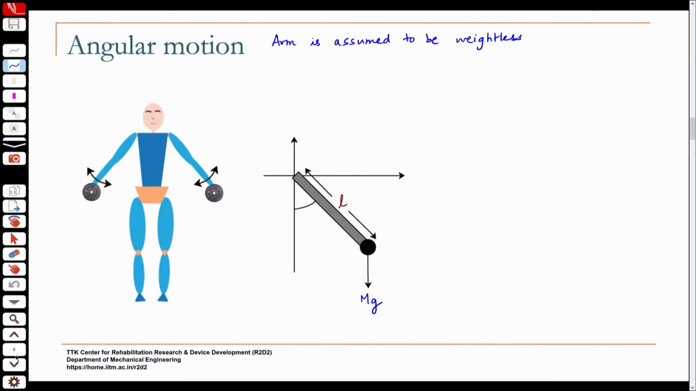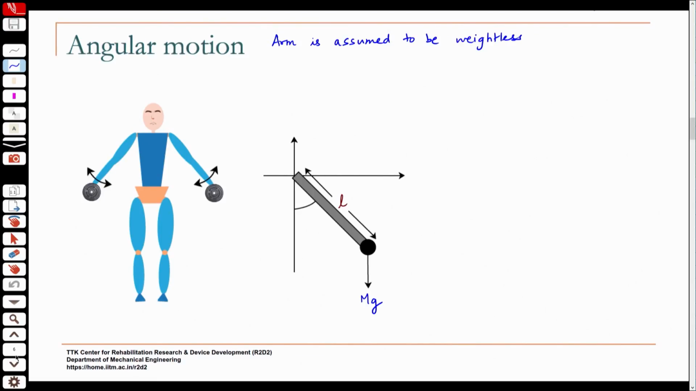Yesterday we looked at the angular momentum principle, and that combined with Newton's laws will give you the equations of motion for a rotating body. We will use that today to analyze this case of a person using their shoulder muscles to perform an exercise using dumbbells.